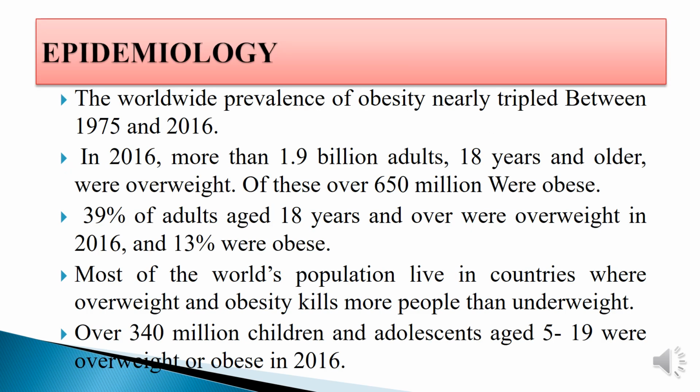Epidemiology. It is nothing but prevalence. The worldwide prevalence of obesity nearly tripled between 1975 and 2016. In 2016, more than 1.9 billion adults 18 years and older were overweight. Of these, over 650 million were obese. And over 340 million children and adolescents aged 5 to 19 were overweight or obese in 2016.